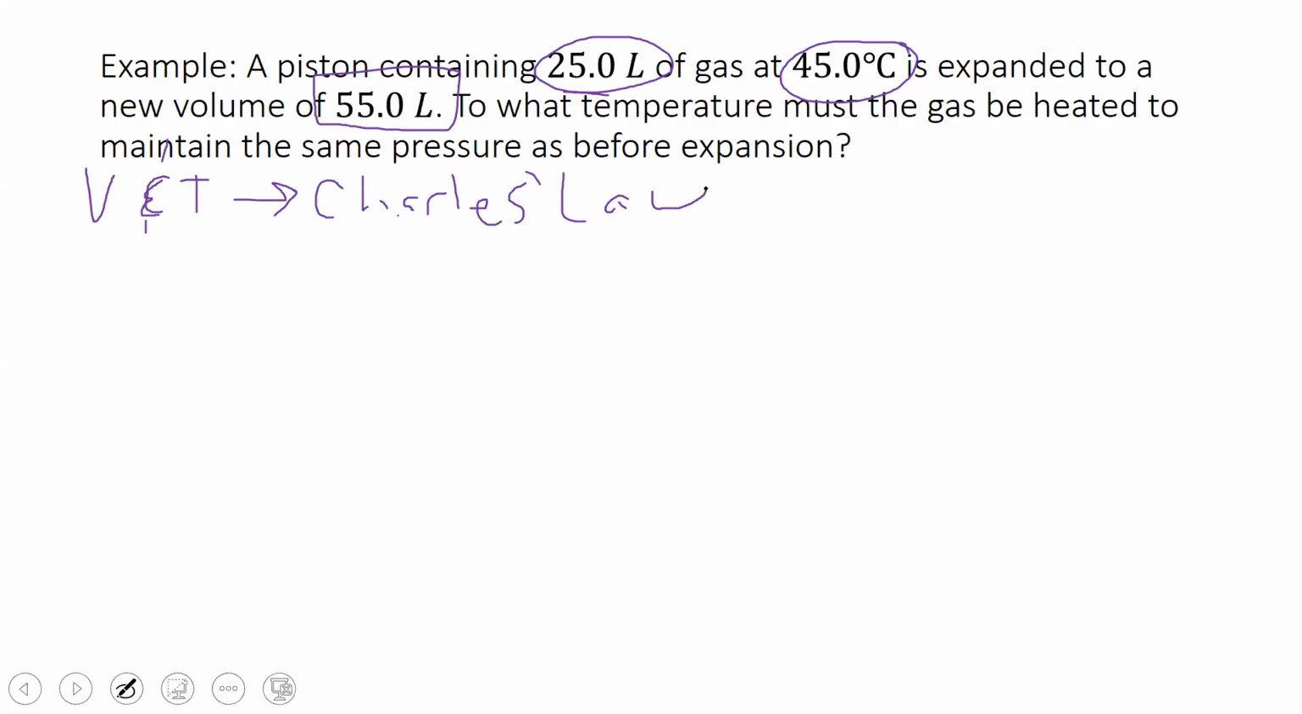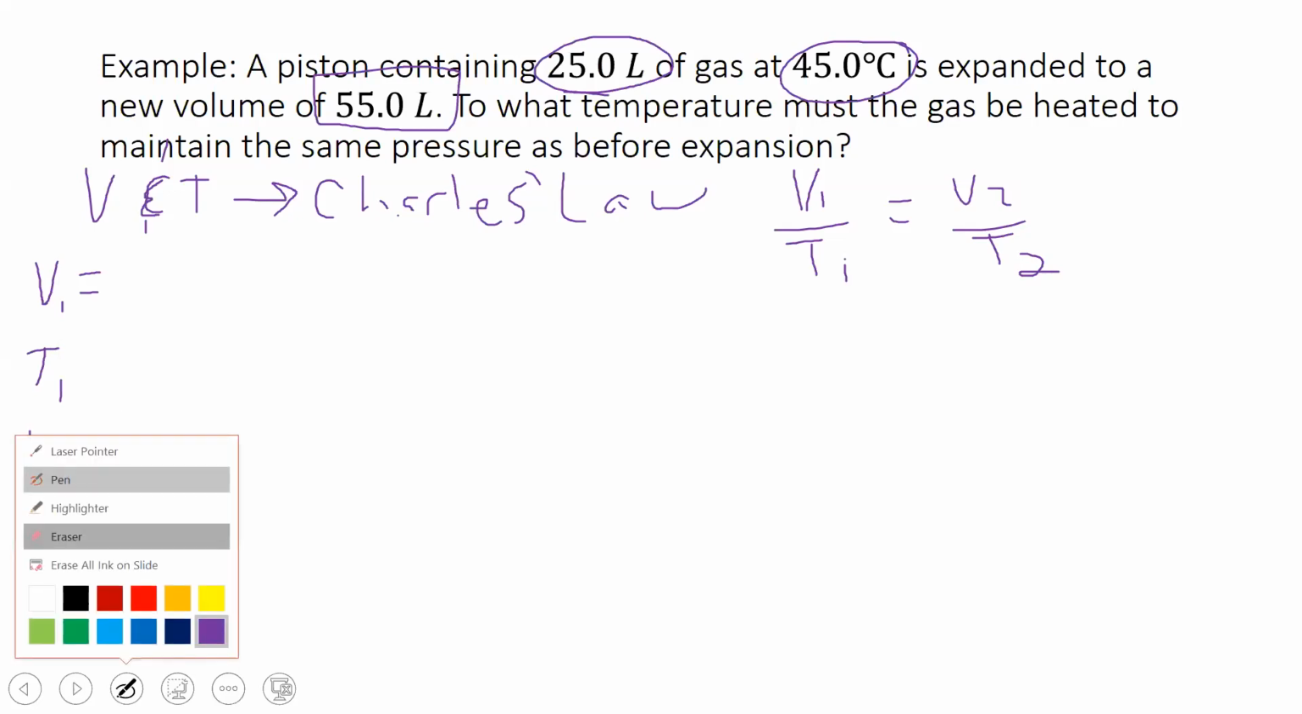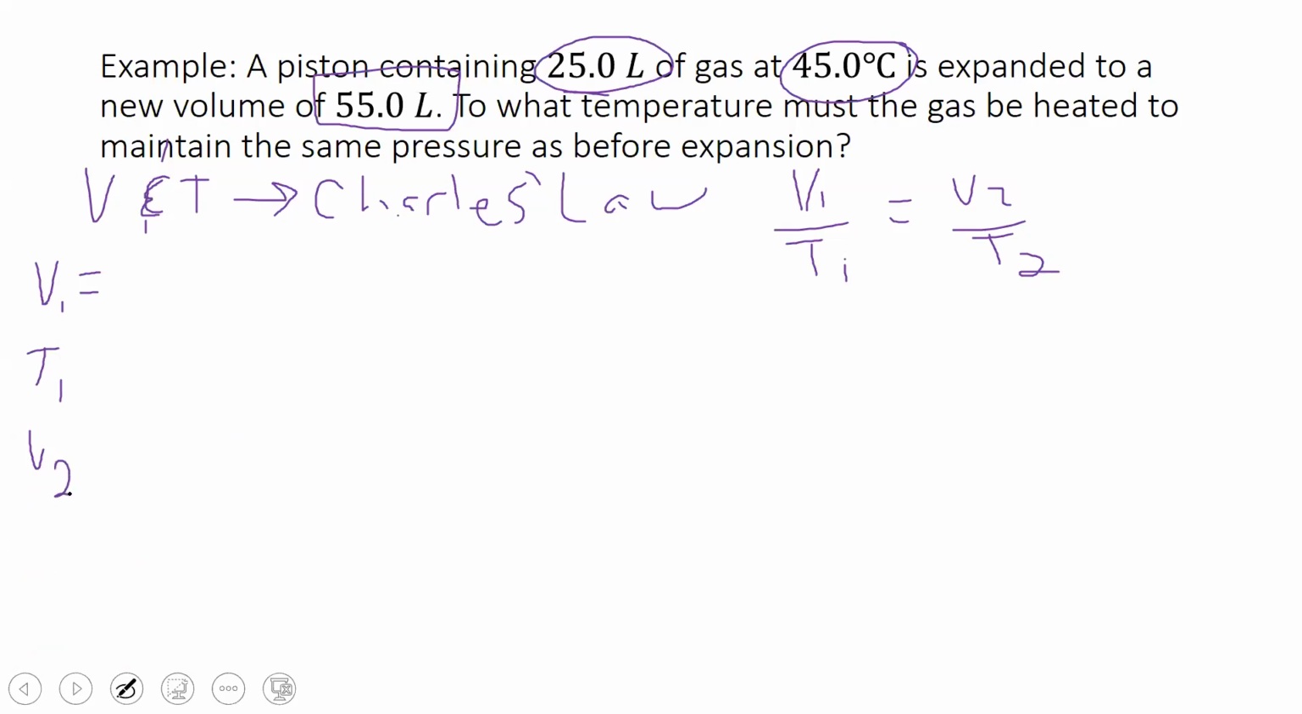And so here, for Charles' law, we've now got V1 over T1 equals V2 over T2. And so you can start listing V1, T1, V2, and T2.